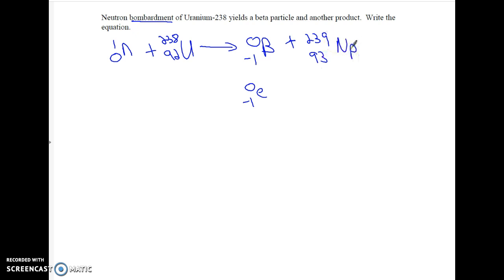So make sure you double check with the math, but those are alpha decay, beta decay, and bombardment. Pay attention to the wording, because that's going to give you an indication of what type of problem it is.